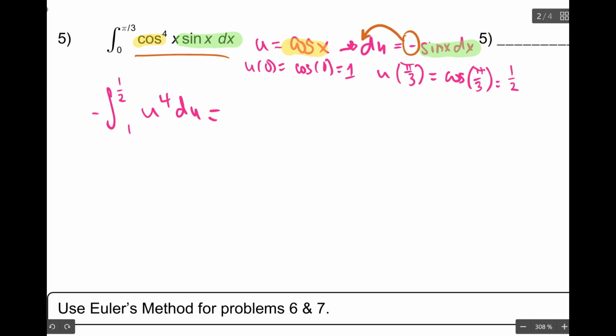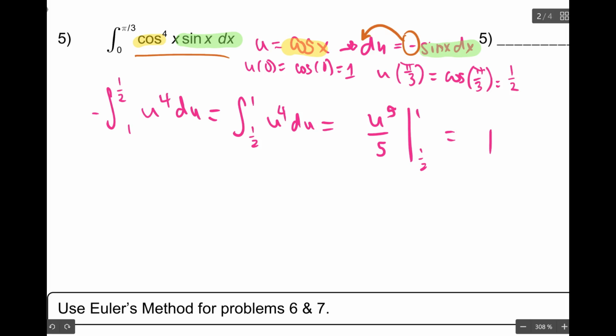Well, guess what? If I flip the bounds, because I'm going from a big number to a smaller one, that gives a negative. Get rid of the negative, because then I have two negatives that cancel out. Sweet. 1/2 to 1 of u to the 4th du. Tricky trick. All right. So that's equal to u to the 5th over 5 from 1/2 to 1.